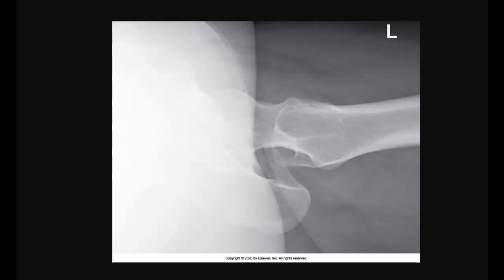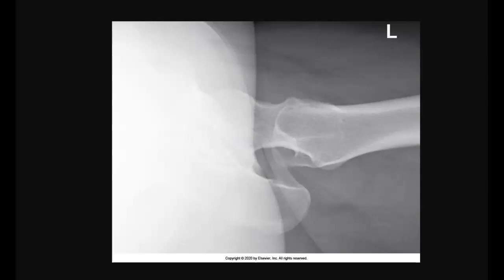Hello everyone. I wanted to jump on here and go over the cross table lateral projection that you had to analyze on your own. A lot of us missed this one, so I just want to take a few seconds and look at it together.